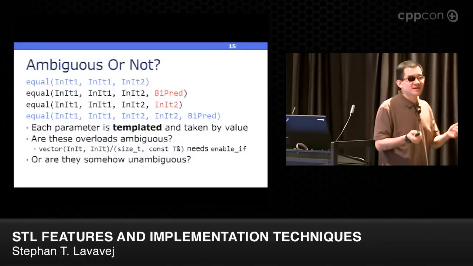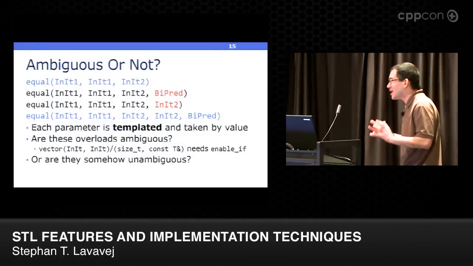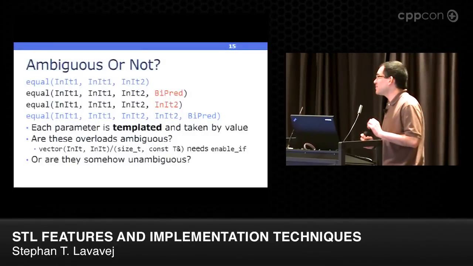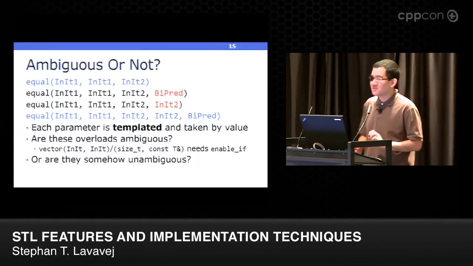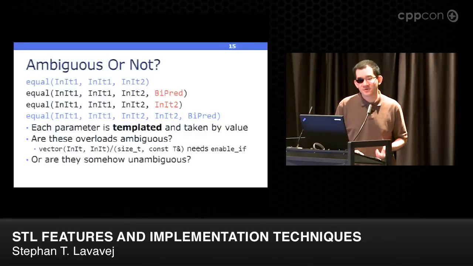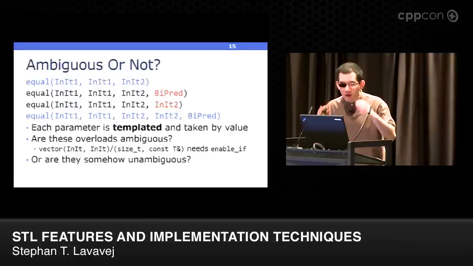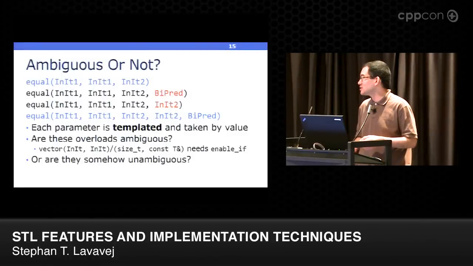And remember that these are STL algorithms. They're templated. They take arbitrary types by value. So this actually leads to a problem. There's a classic example in vector where it has multiple constructors taking 2 arguments, one taking a couple of arbitrary iterators and one taking size_t and const T&.